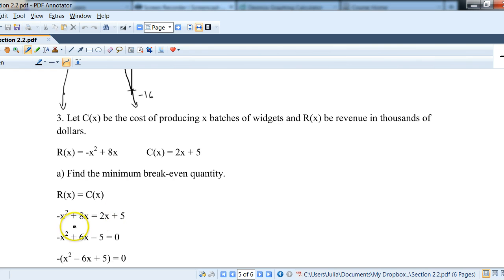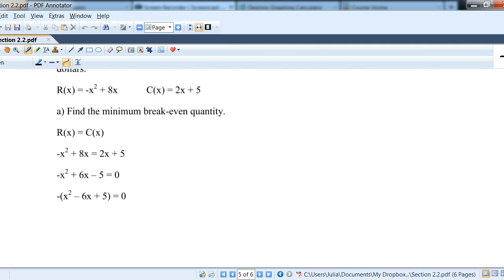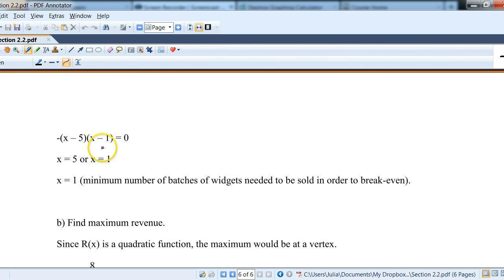I basically put everything on the same side, set it equal to 0. If the x squared coefficient is negative, you can factor it out, which makes it easier to factor. So notice I get 2 zeros in this case, x equals 5 and x equals 1. But recall, we were asked for the minimum number of batches that needed to be sold to break even. Well, it's 1. So if you look at the graph, we were actually being asked for the first x-intercept as opposed to the vertex. So the vertex usually pertains to the y value, maximum or minimum. And break-even was the x value.